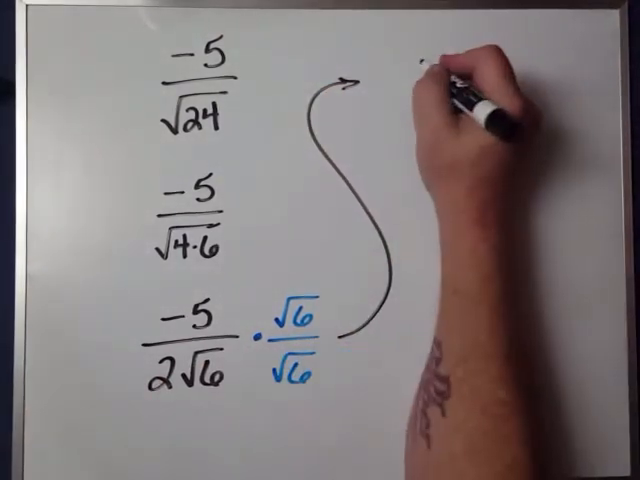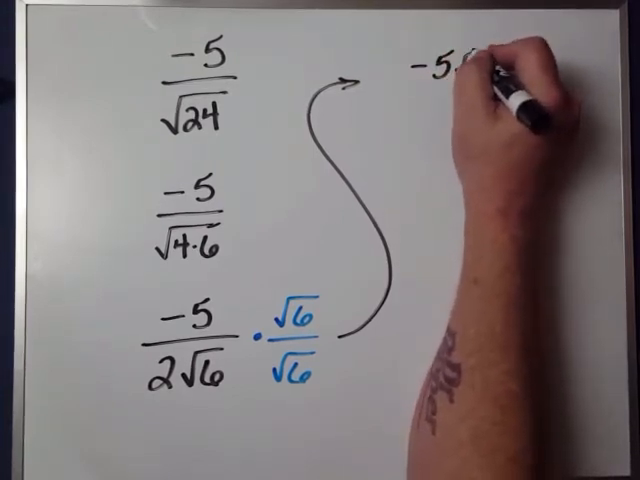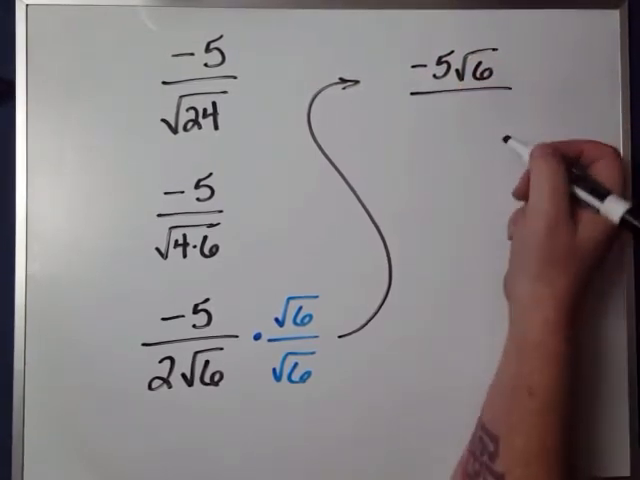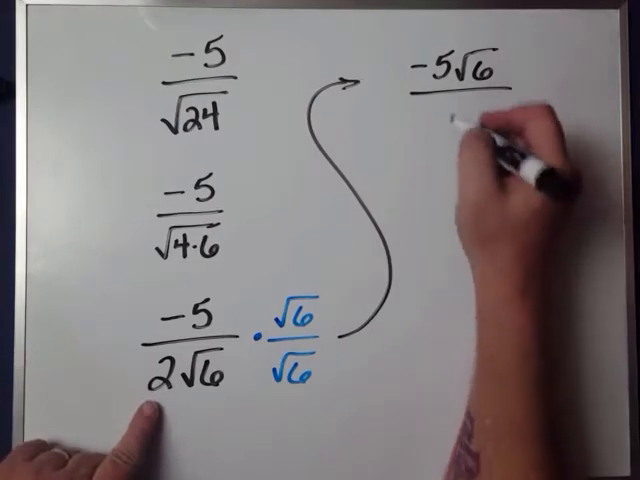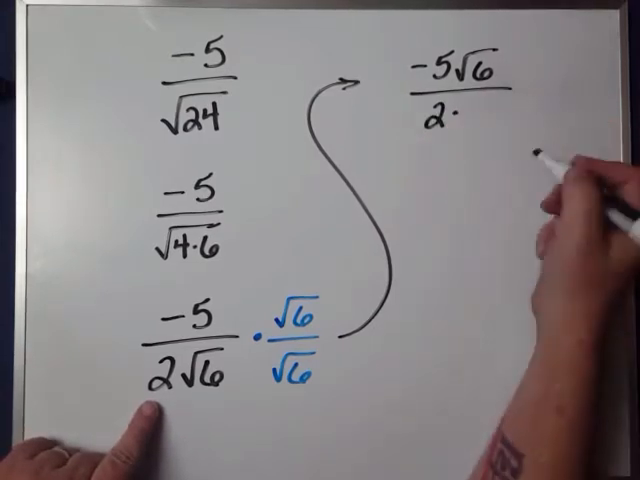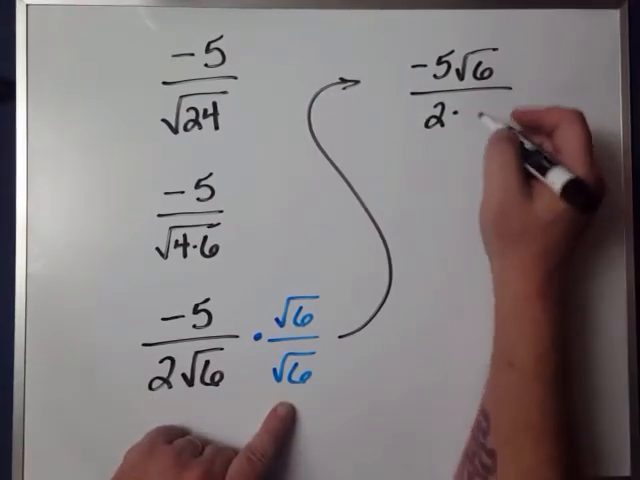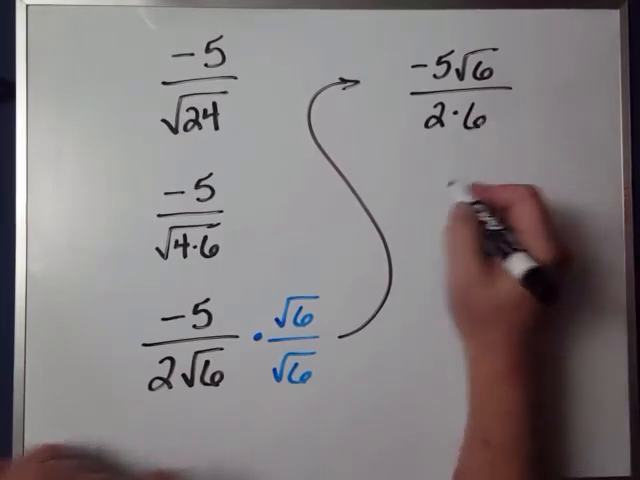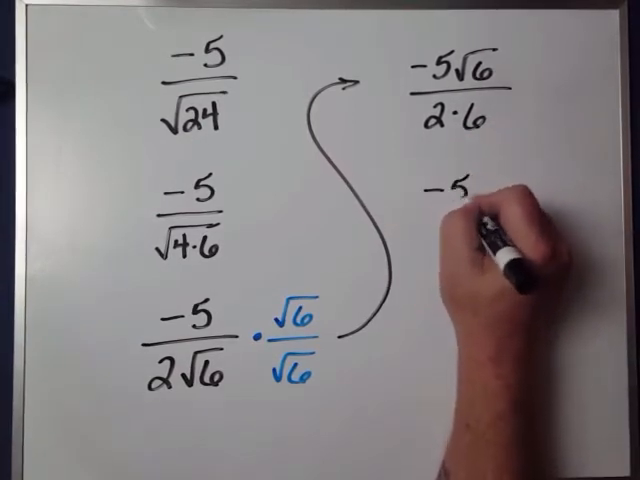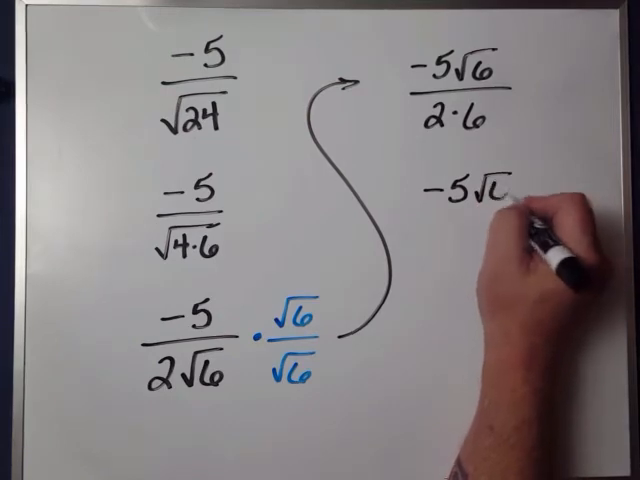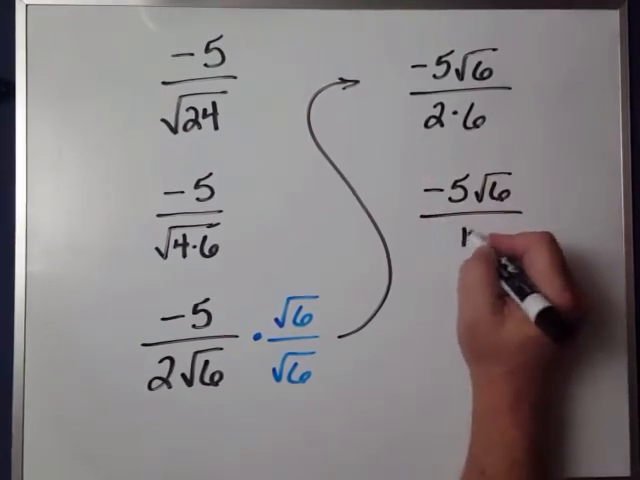In the top, we get negative 5 square roots of 6. In the bottom, we have this 2 as an outsider. And square root of 6 times itself is 6. So we finally get negative 5 square roots of 6 over 2 times 6, which is 12.